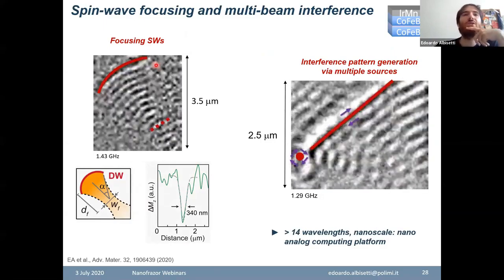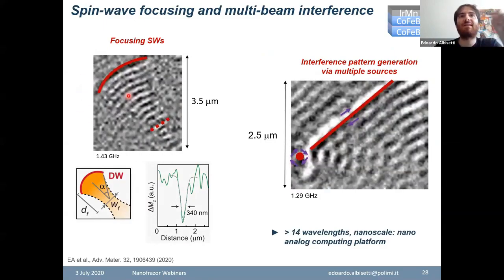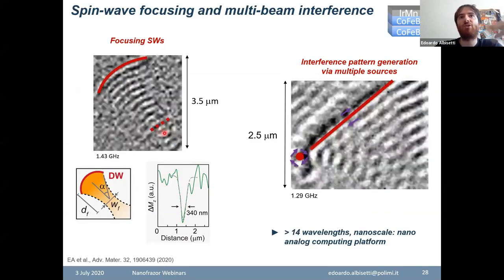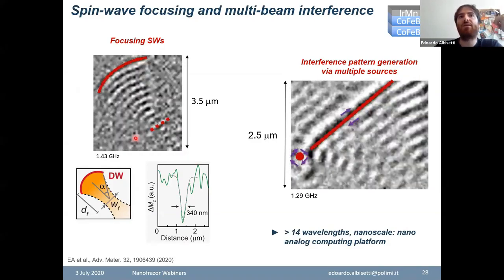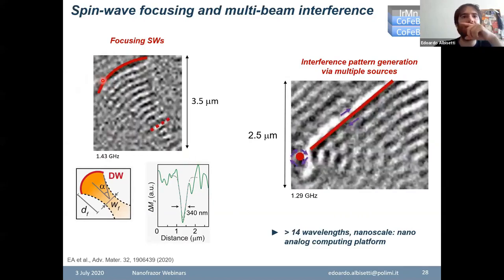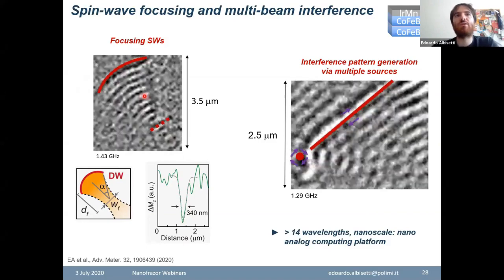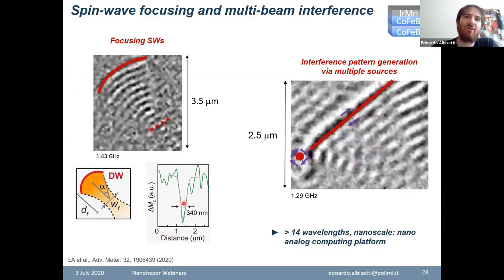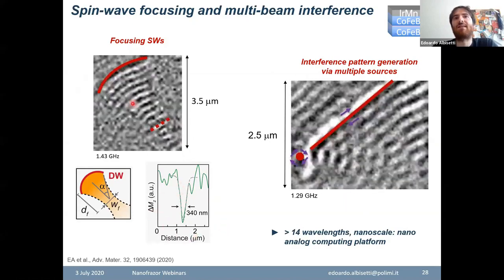So in this case, we took a curved nanoantenna. This is exactly the simulation that I showed you at the beginning. If we curve the wavefronts, we can generate a focused and directional spin wave beam that is focused at a certain distance that depends on the curvature of the domain wall. And in this case, we showed that the focusing area is comparable to the wavelength. So we have a diffraction limited beam, with a focusing area of roughly 340 nanometers away from the antenna.